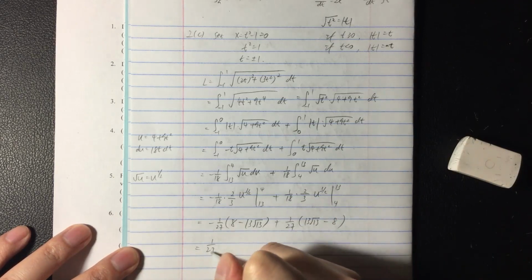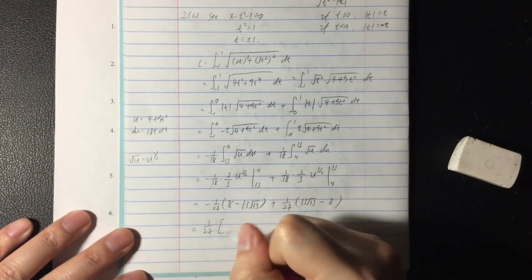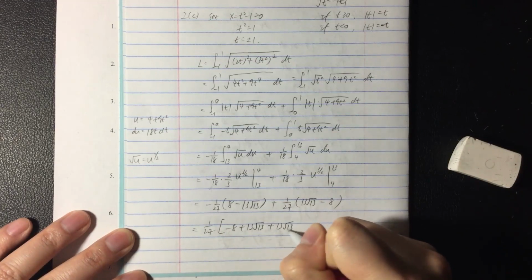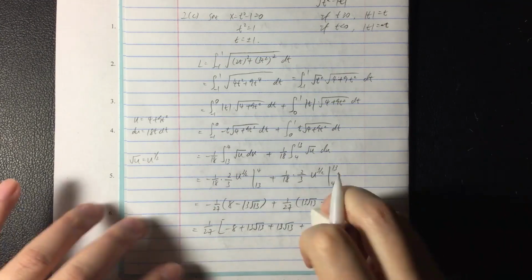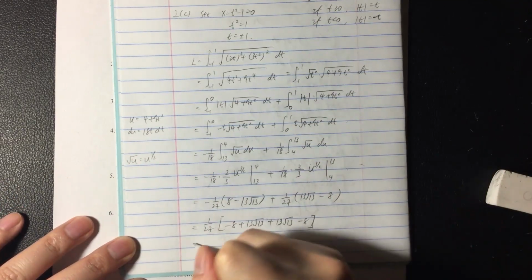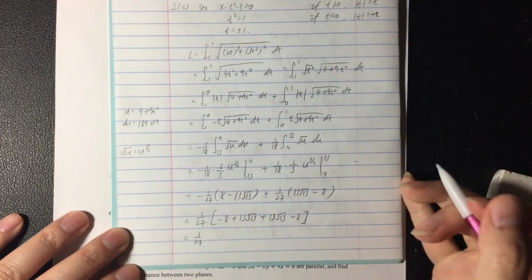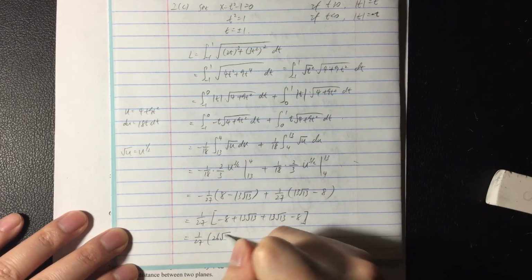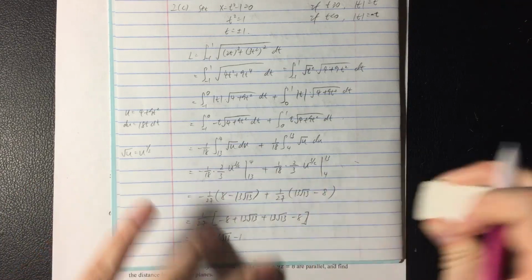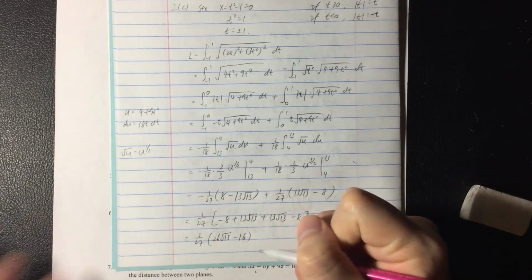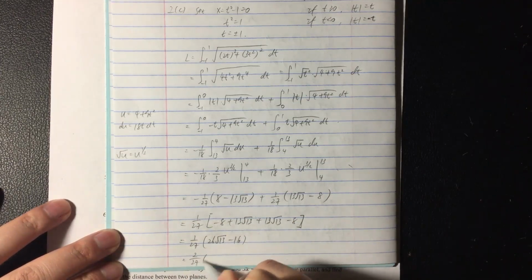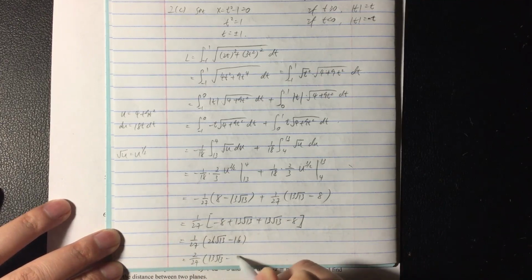Factor, pull out 1 over 27. I have -8 plus 13 radical 13 plus 13 radical 13 minus 8. Then combine like terms. I have 26 radical 13 minus 16. If I factor 2 out, the answer is 2 over 27 times 13 radical 13 minus 8.